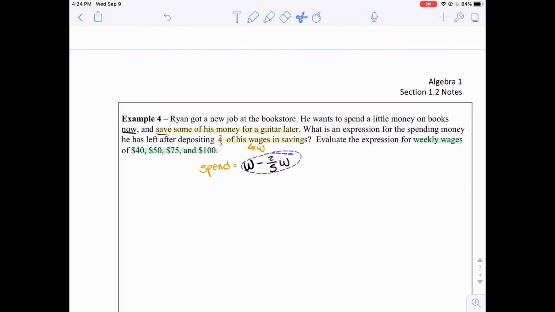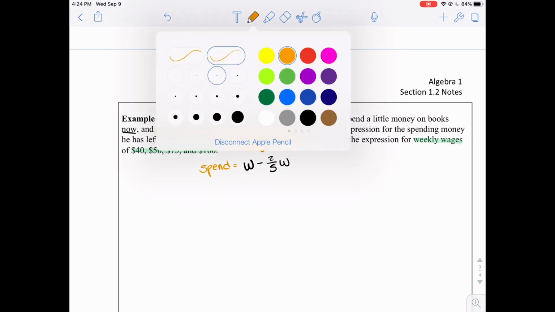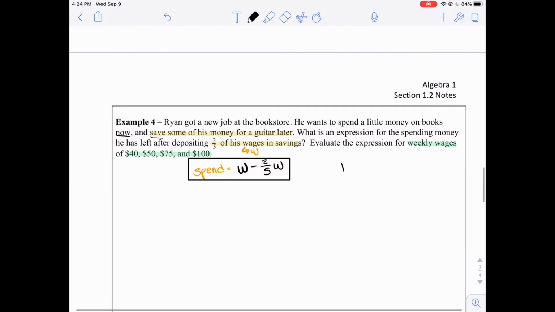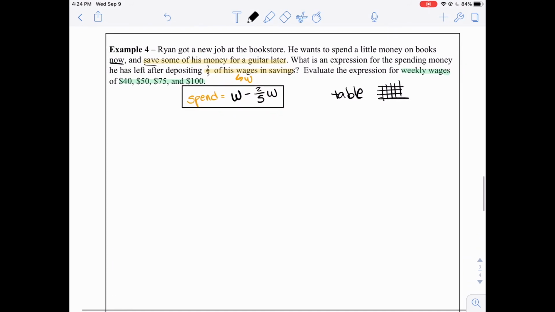Now, we could do a lot of work, but I like to organize my work. Now I'm going to organize them by putting them in a table. Now a table is something that has columns and it has rows, and you put lots of information in there. So the first thing we're going to put on our far left column is wages. Remember, wages is represented by a W.